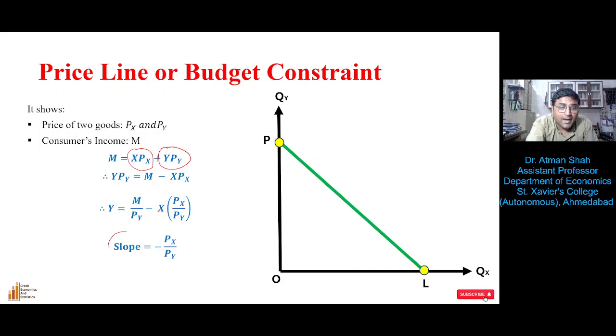So this minus PX upon PY is the slope of the price line. It is the ratio of the prices of the two commodities, that is PX upon PY, and the minus sign shows a negatively sloped curve.